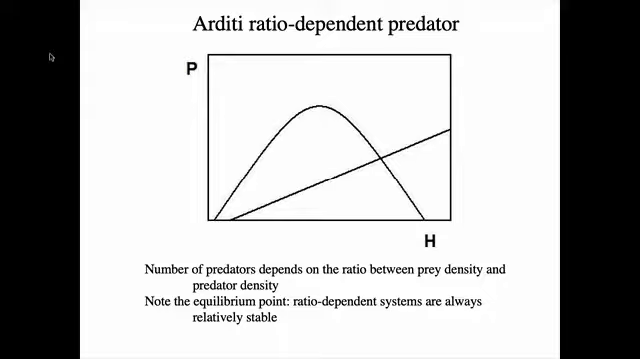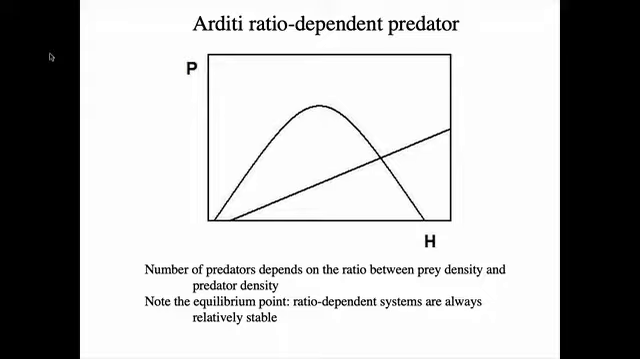So if you have 1 predator, you need this many prey. If you have 10 predators, you need this many prey. That's way more realistic. But now look at this intersection point here. That's stable. If you have ratio-dependent predators, you almost always have a stable equilibrium. You almost always have stable coexistence indefinitely. So that's a cool thing.